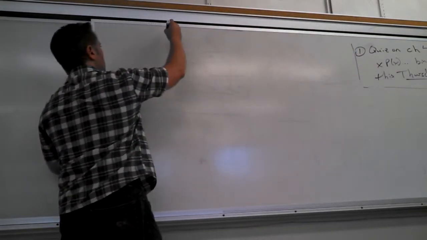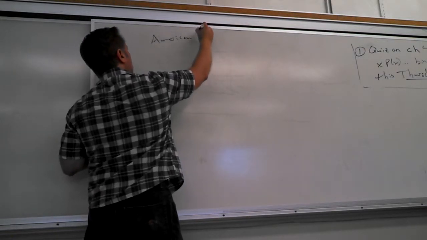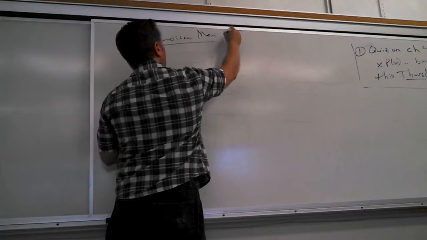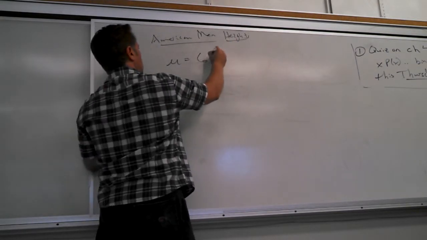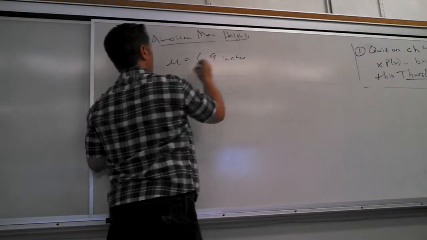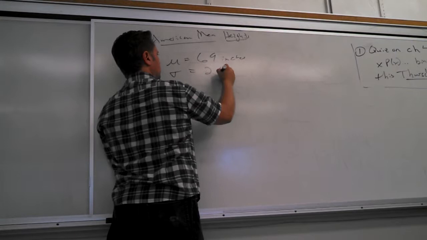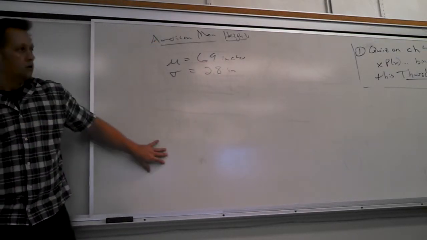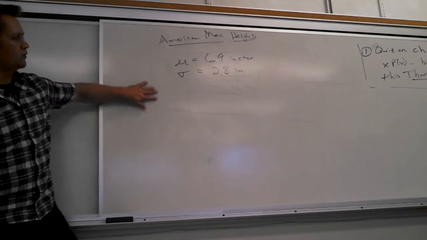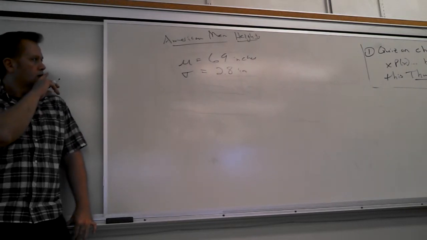that for American men, the mean height is 69 inches. The standard deviation, if I remember correctly, I think he used 2.5. Let's use the real thing. I think it's 2.8 inches for standard deviation. So I'm pretty much 5'9", so I'm right on the mean.